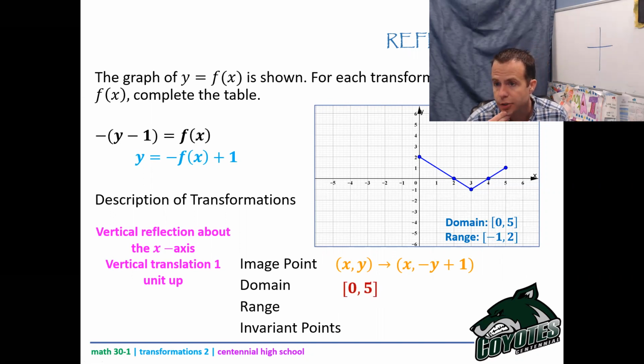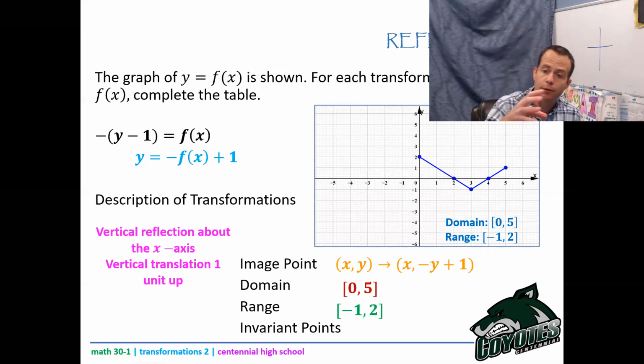The range, again, just take each point and do the y stuff to it. So -1 with a negative in front would be 1, and if I add 1, that'd be 2. 2 with a negative in front would be -2, and if I add 1, that'd be -1. -1 is a smaller number there, so I say I go from -1 to 2. I've moved everything up 1, so there are no invariant points here. Okay, go ahead and try and draw it. And your drawing should look like this.